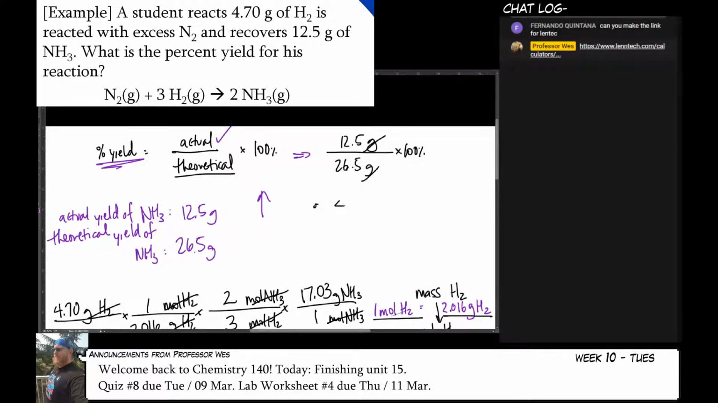And the value that I got was 47.2% yield. Now, if you look at that, your first instinct might be, wow, that's not very good. But it turns out that that's actually pretty normal.